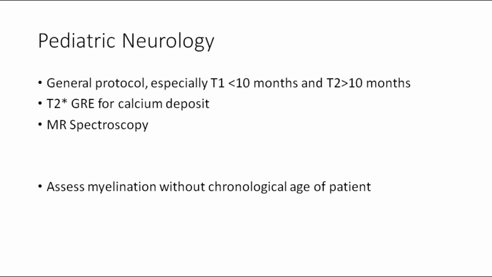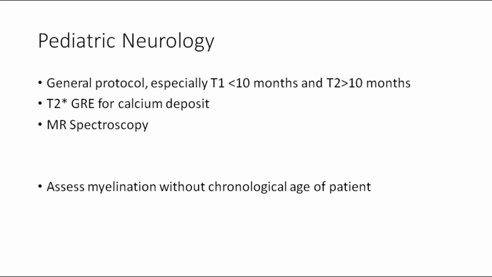Pediatric neurology, general protocol: T1 and T2 images, below the age of 10 months and above the age of 10 months, to know the myelination. And then you have to do the T2 star GRE for the calcium deposits because of TORCH infections. MR spectroscopy you can do, especially when you're suspecting metabolic disorders, which are much more common in kids. Assess myelination against the chronological age of the patient. So first you do your reading, then you go back, and that's what I do.